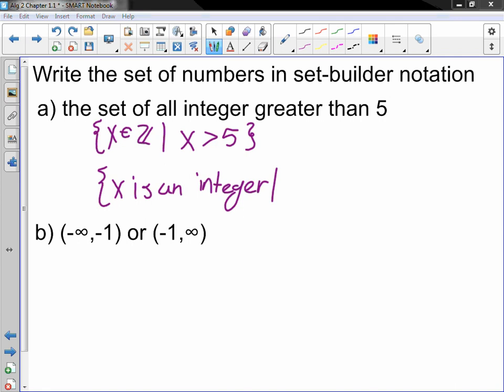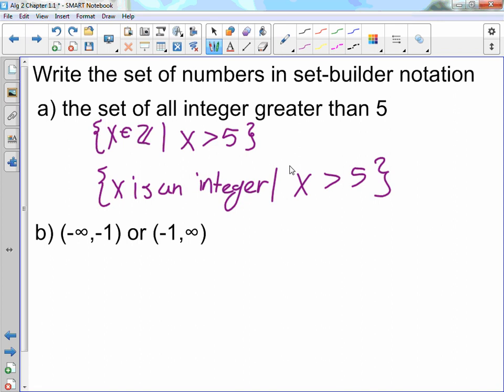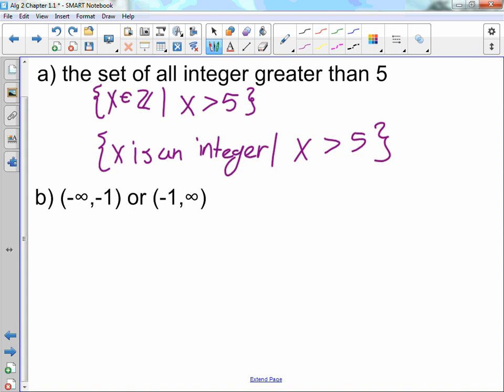Any questions on this here? So for this one here, we would just have x is greater than 5. That's it. So we good with these two here? So let's look at the next one.